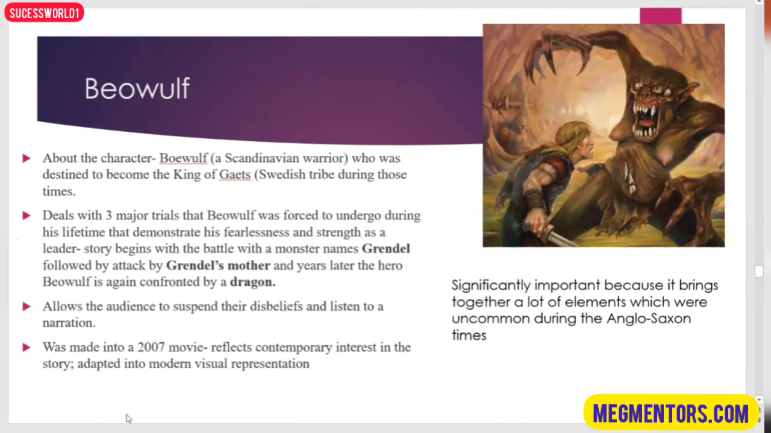And then years later, the hero Beowulf is again confronted by a dragon. So there are three different characters that Beowulf fights. One is Grendel, then Grendel's mother, and then a dragon. This is to be remembered. It has been asked in several competitive exams, right?